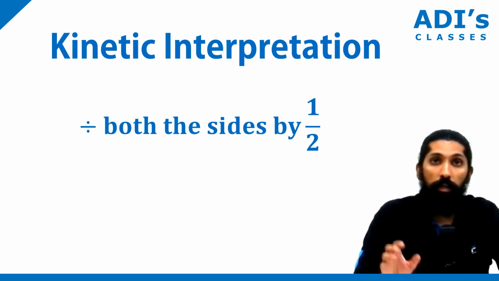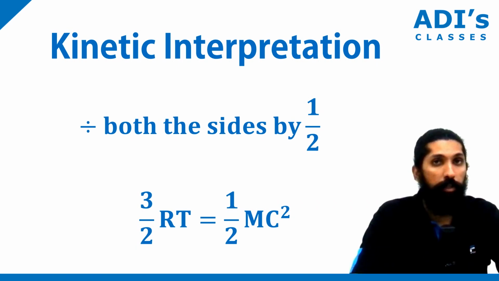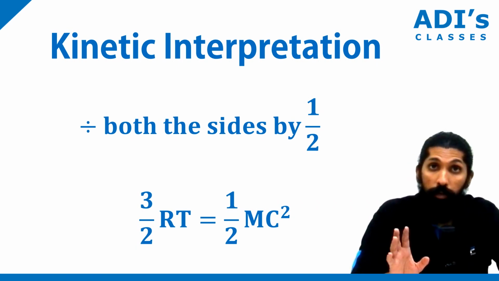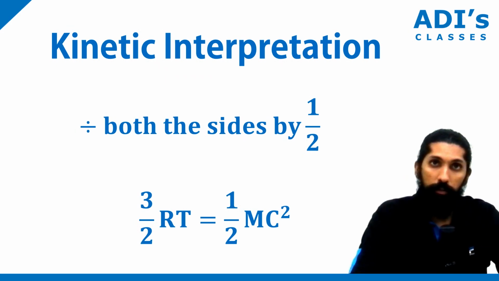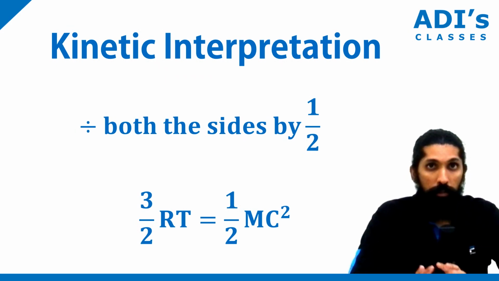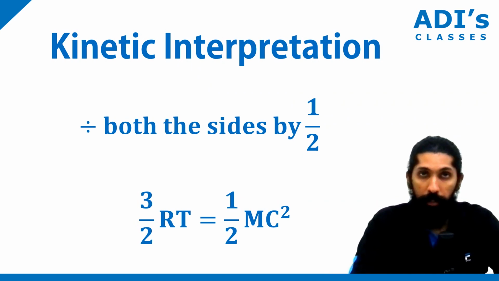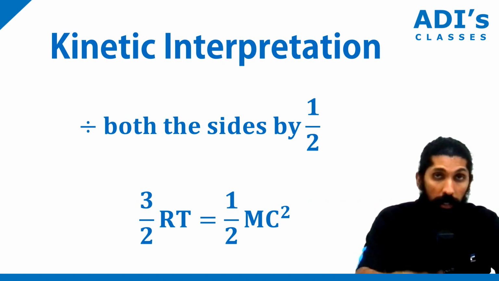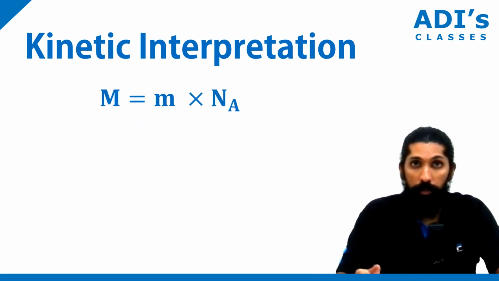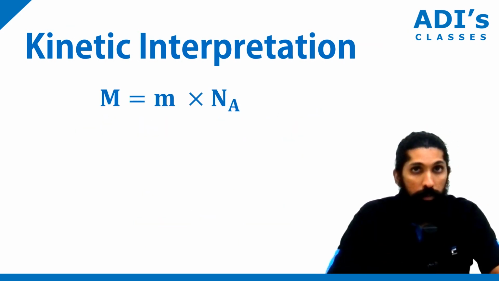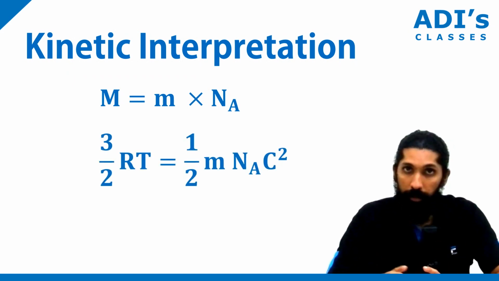Now this is the kinetic interpretation of temperature, because we have the temperature parameter and we also have the RMS, which is basically the kinetic energy of the particle, correct? So this represents the kinetic interpretation of the temperature. Now we know that capital M is equal to m into Na, right? Now substitute that in the formula. What do you get? Half m Na into C square is equal to 3 by 2 RT. Half mC square is equal to what? 3 by 2 into R by Na into T.